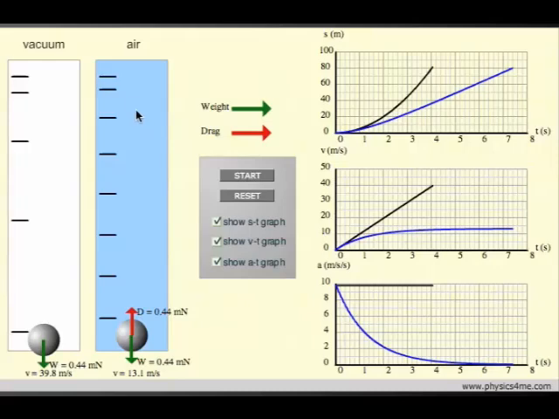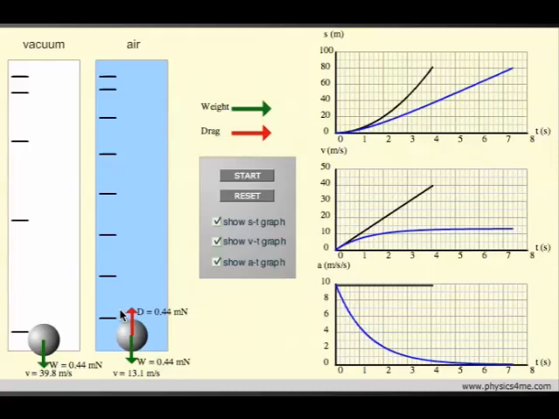If we now look at the tick marks in air, we find that the distance between them initially increases but eventually becomes constant. Hence, the ball in air eventually attains a constant velocity, the terminal velocity.